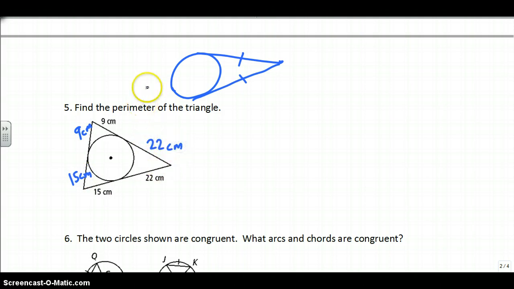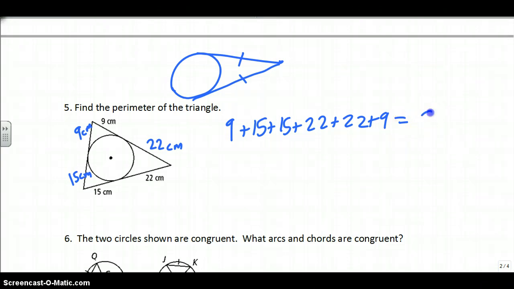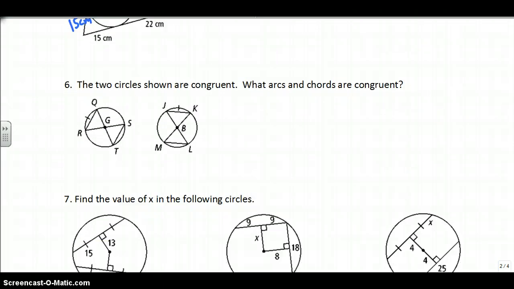And I hope you know how to find perimeter. You're just going to add up all the sides. So basically, we're just going to add them all up. So we're going to have 9 plus 15 plus 15 plus 22 plus 22 plus 9. I guess I can write that out. So basically, there are 2 9s and 2 22s and 2 15s. You should get a perimeter of 92 centimeters. Okay. Again, not a lot of complex calculating. It's really just a matter of figuring out what you're supposed to do.